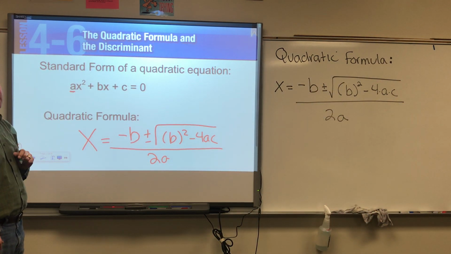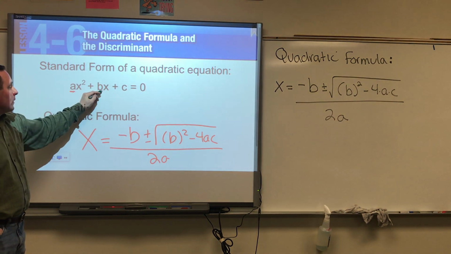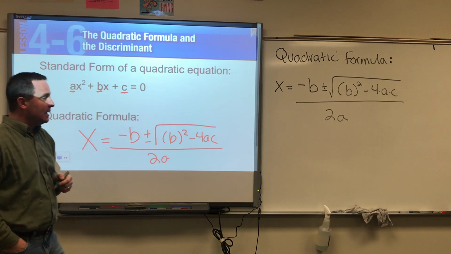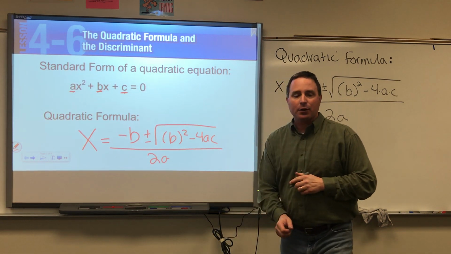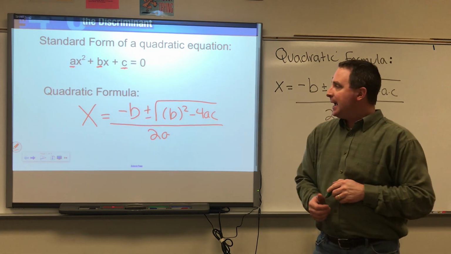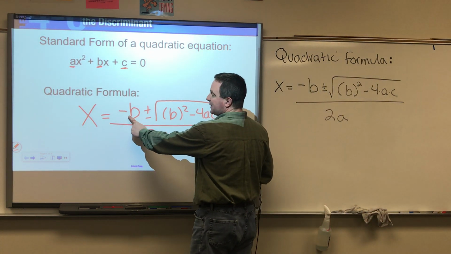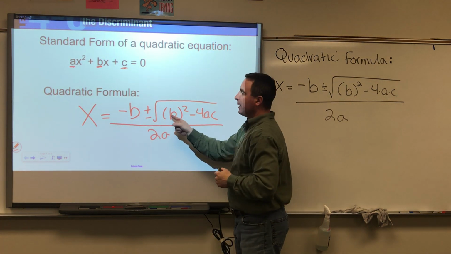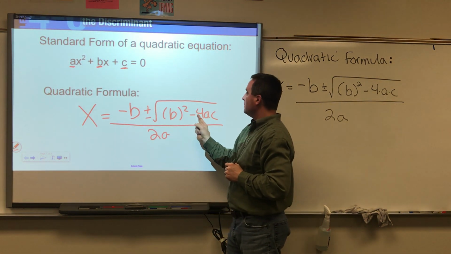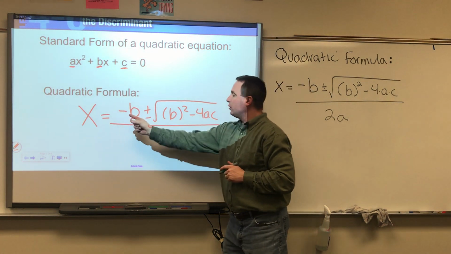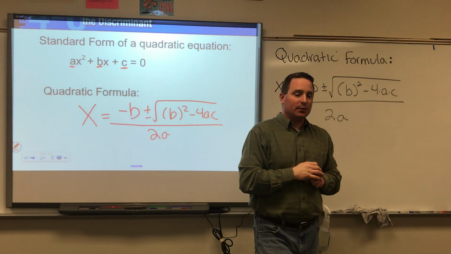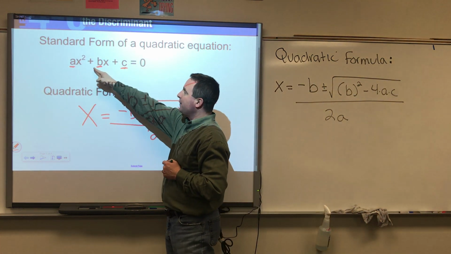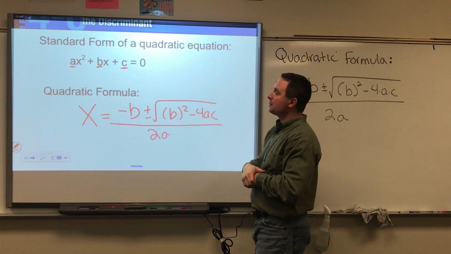Notice the number in front of the x squared is called a, the coefficient in front of the x term is b, and the constant at the end is the letter c. Right down below here, we have the quadratic formula. It's x equals the opposite of b, plus or minus the square root of b squared minus 4ac, all over 2 times a. It's important to know where a, b, and c come from: they come from the coefficients in front of the x's and the constant term c.